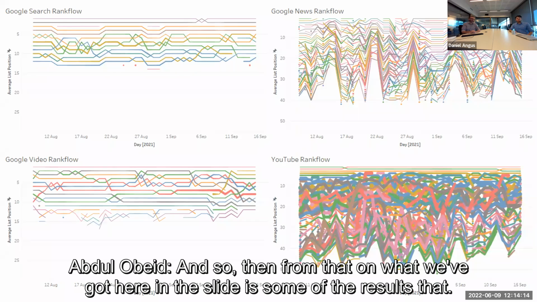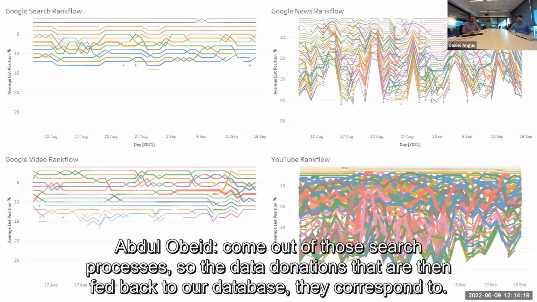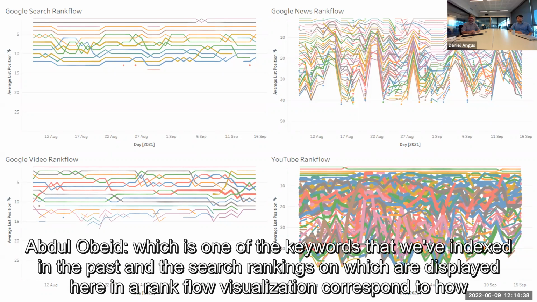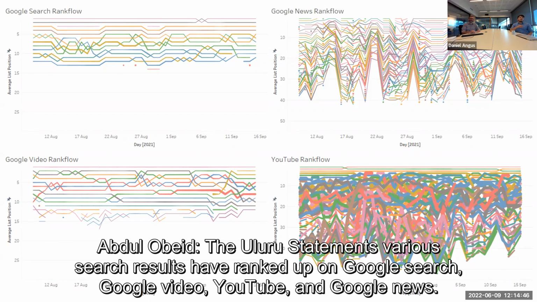And so from that, what we've got in this slide is some of the results that come out of those search processes. The data donations that are then fed back to our database correspond to search rankings that might appear from day to day for different terms. In this particular example, we've got the term Uluru Statement, which is one of the keywords that we've indexed in the past. And these search rankings, displayed here in a rank flow visualization, correspond to how the Uluru Statement's various search results have ranked on Google Search, Google Video, YouTube, and Google News.